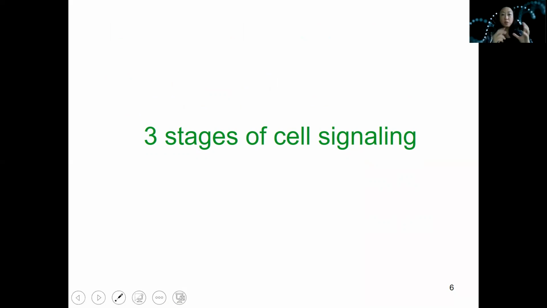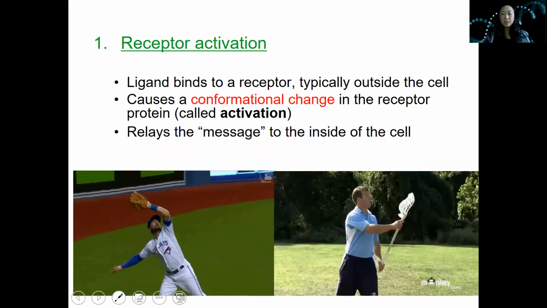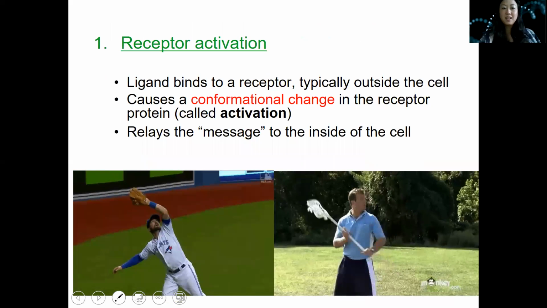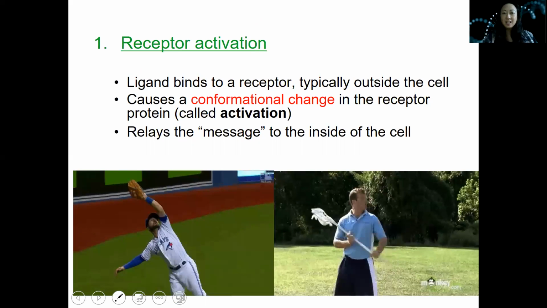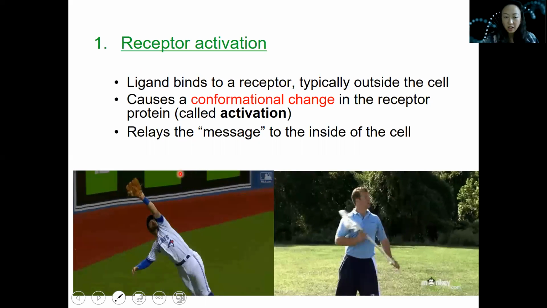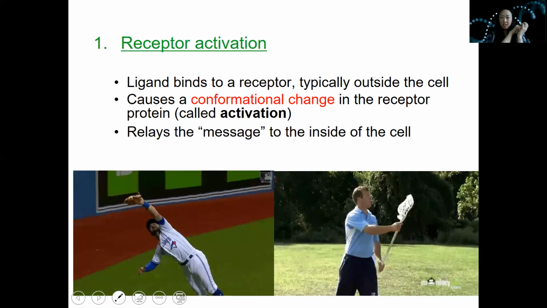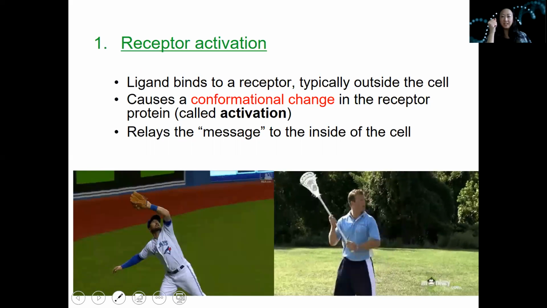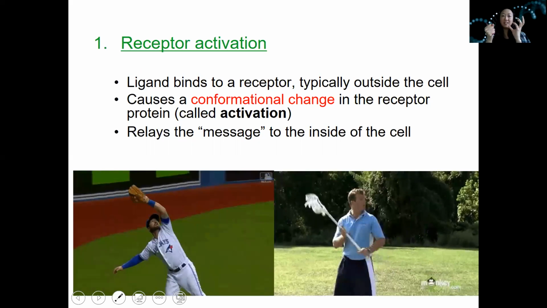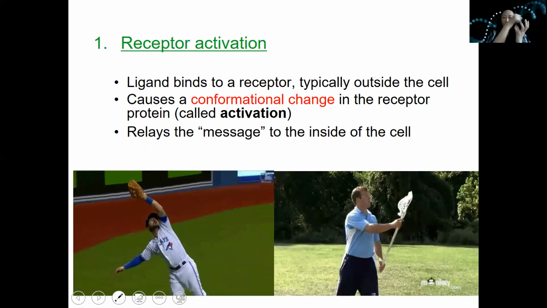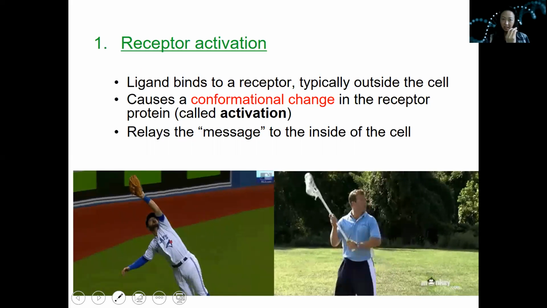Now, let's talk through the main three parts of cell signaling. How does that ligand telling a receptor what to do actually carry out the communication itself? So the three steps, the first step, receptor activation, okay? This receptor activation is a lot like when a ball hits the glove. If you imagine the ball as the ligand and the glove of a baseball player being the receptor, then when the ball hits, the glove actually closes automatically.